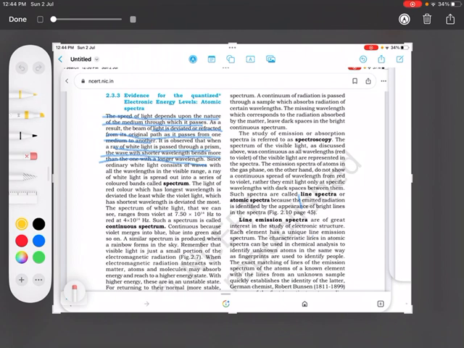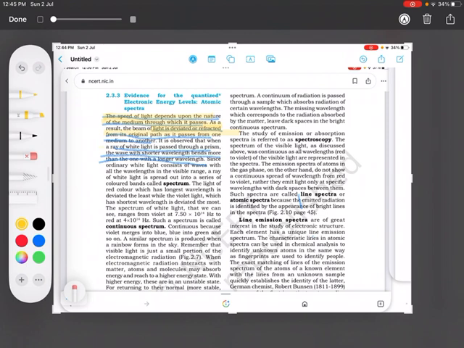Here, the speed of light depends upon the nature of the medium through which it passes. As a result, the beam of light is deviated or refracted from its original path as it passes from one medium to another medium. So when it passes from one medium to another, the light is deviated or refracted. This we already learned in class 10.